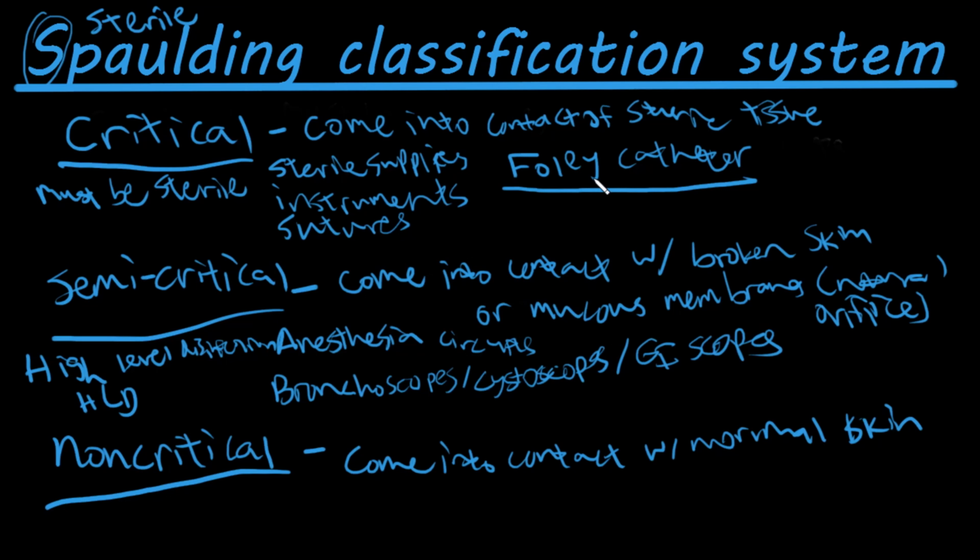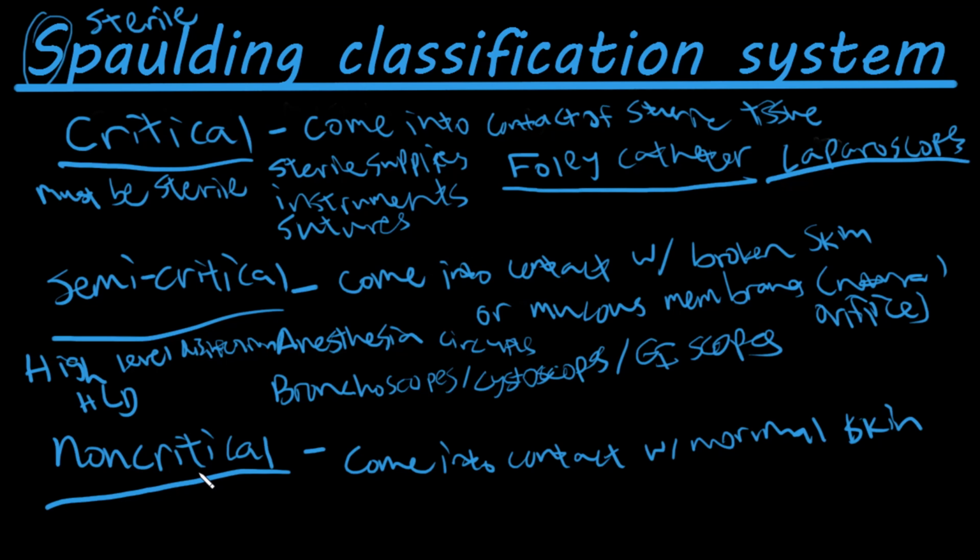And also, one more example I would like to add in the critical category would be our laparoscopes. Remember, even though it's a type of scope, our laparoscopes enter our sterile tissue in our abdomen, so it would not be semi-critical, but laparoscopes would be critical. Other types of scopes, ureteroscopes, cystoscopes, bronchoscopes, these would be semi-critical.